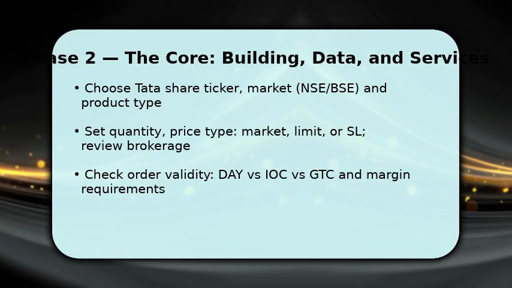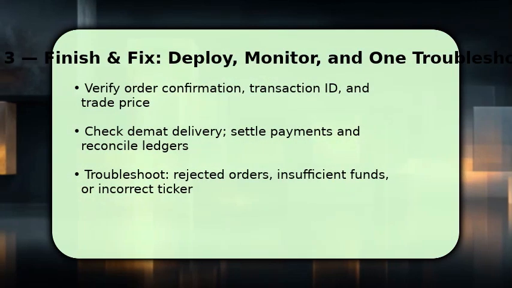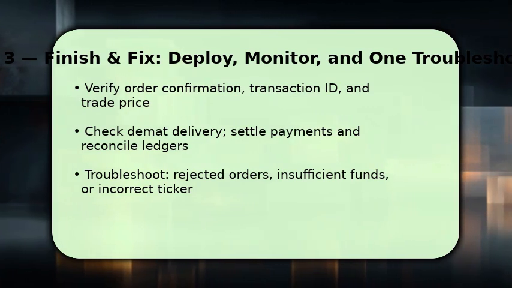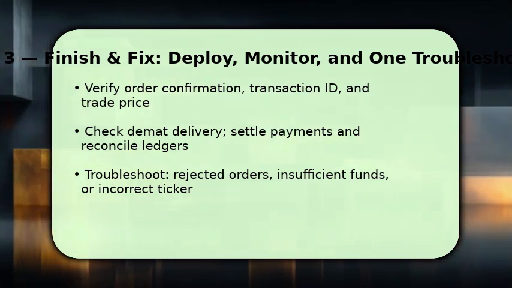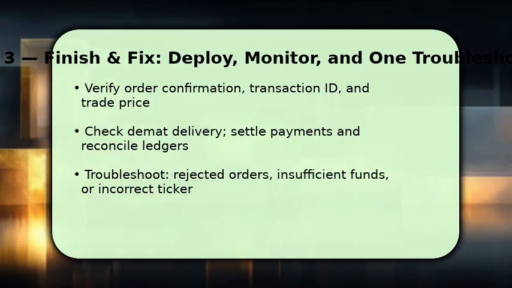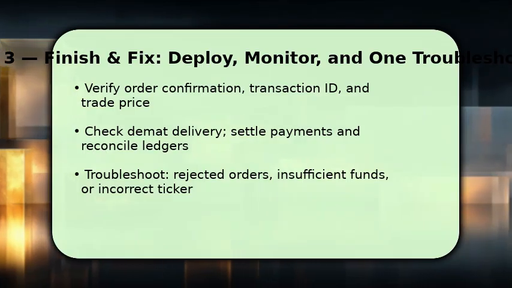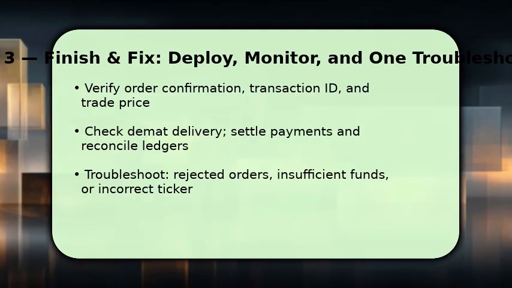After double-checking, place the order and await confirmation. You should receive an order confirmation with a transaction ID, note it, and confirm the executed price. Once executed, check your holdings in the demat or holdings tab to ensure shares are delivered. Make sure funds are settled by T+2 settlement rules and reconcile your bank and broker statements.